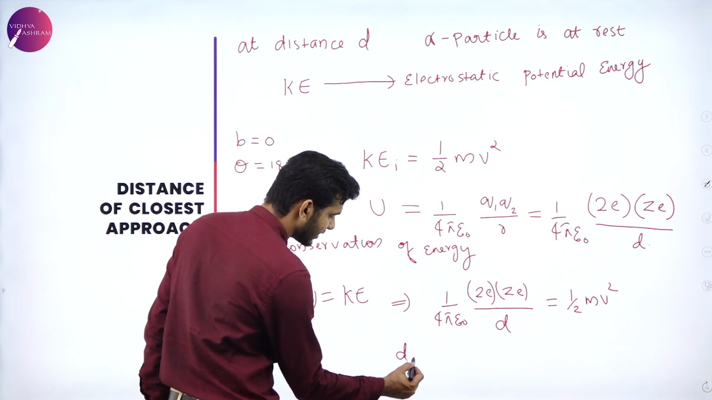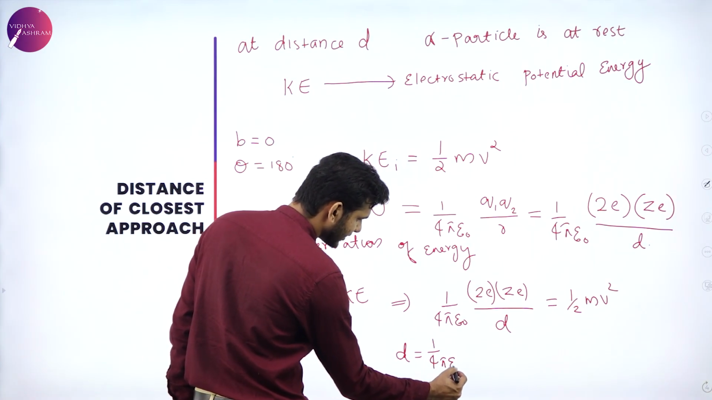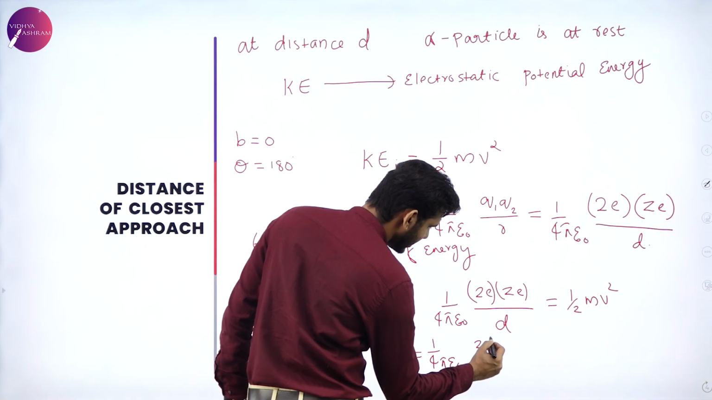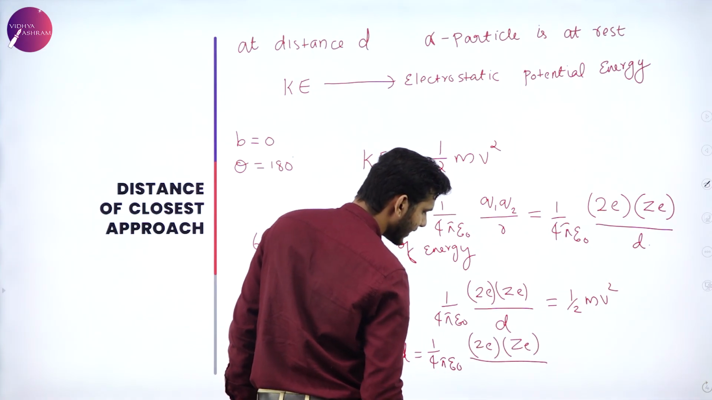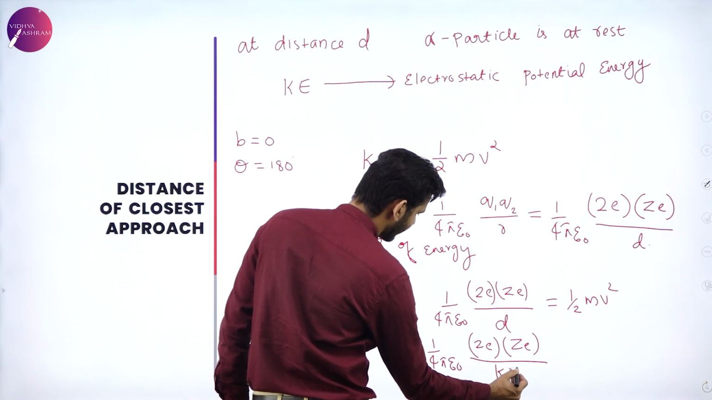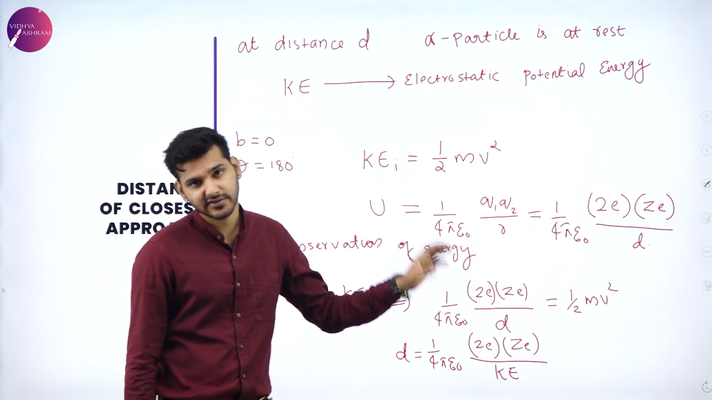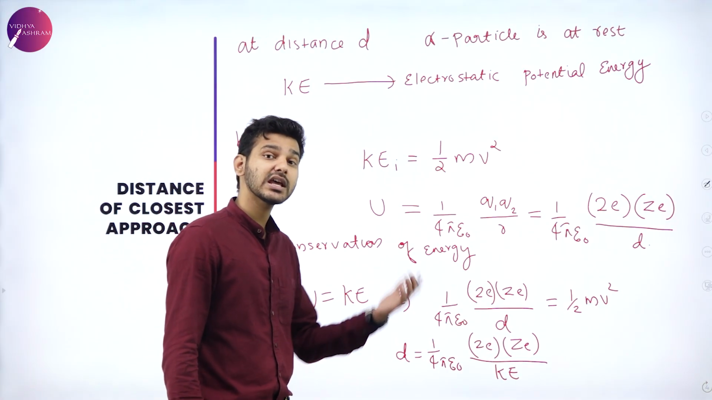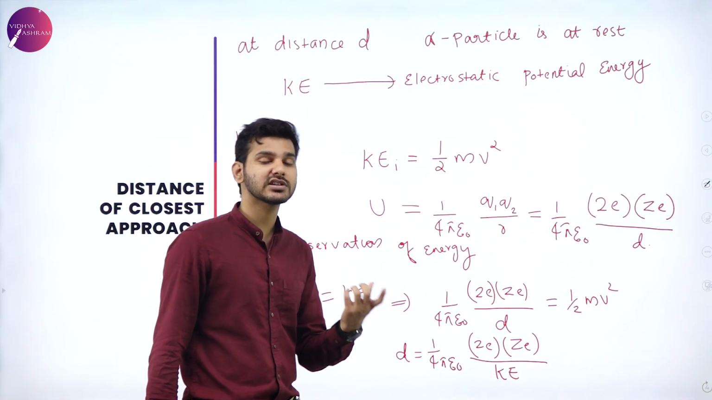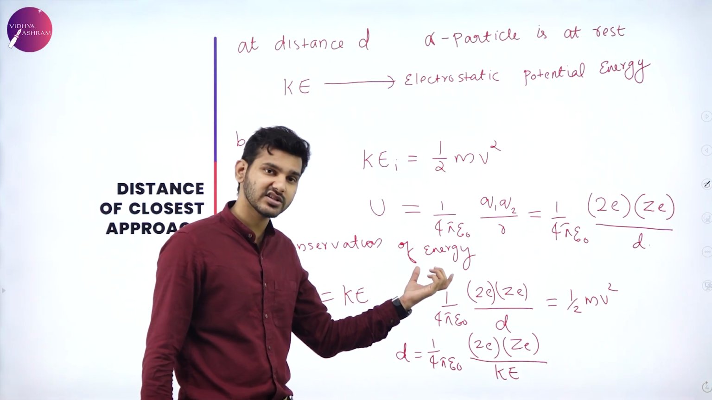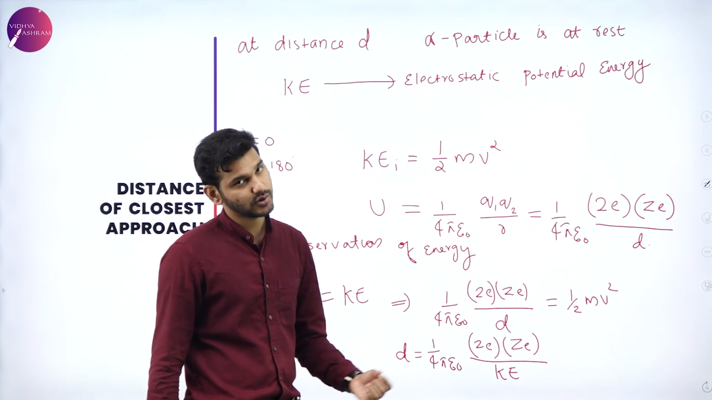So d can be written as 1 by 4 pi epsilon naught 2e Ze divided by KE. That is half mv squared. Put it downstairs. That is, divide the potential energy factor you already have by the kinetic energy, and then you will get your distance of closest approach. So the ratio of potential energy to kinetic energy will give you the distance of closest approach.